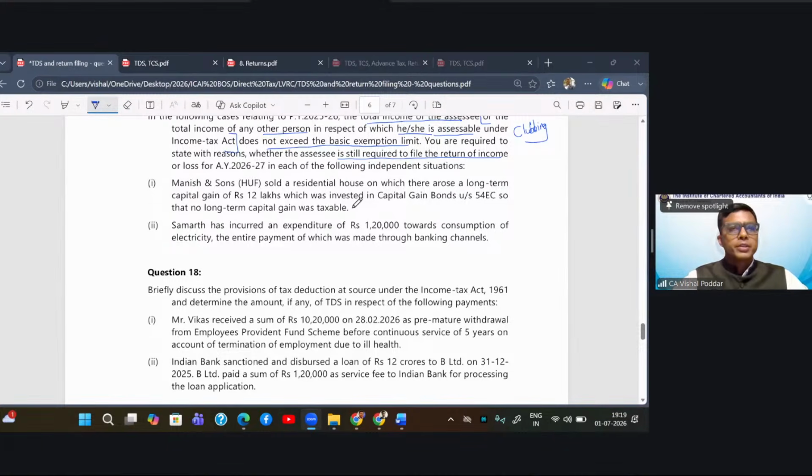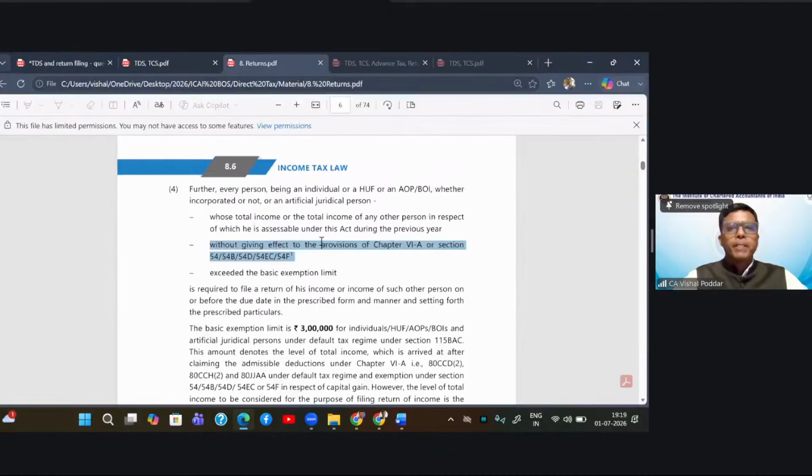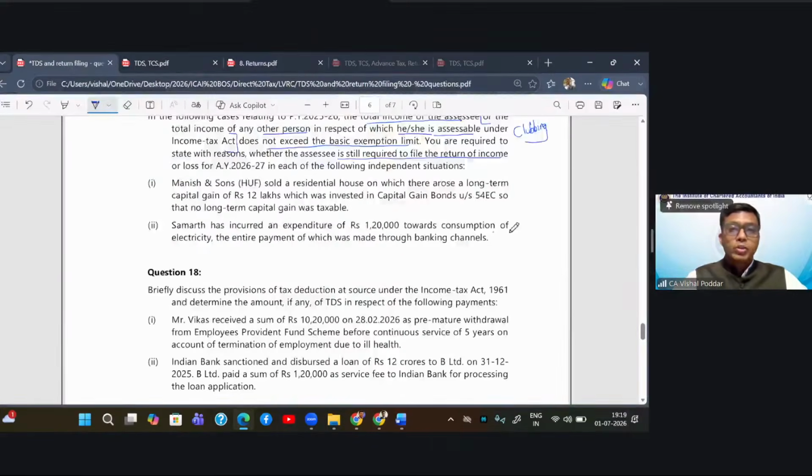So the answer is, what did the provision say? The provision said that if your total income before claiming this exemption exceeds the basic exemption limit, you are required to file the returns. Now, if I exclude this exemption, it means what will be your total income? It will be 12 lakhs. And for HUF, the basic exemption limit is 3 lakhs. So since your income will be exceeding the basic exemption limit, you will have to file the return.